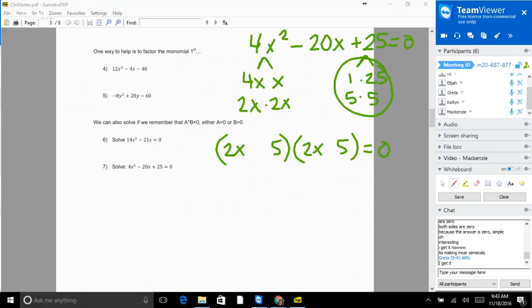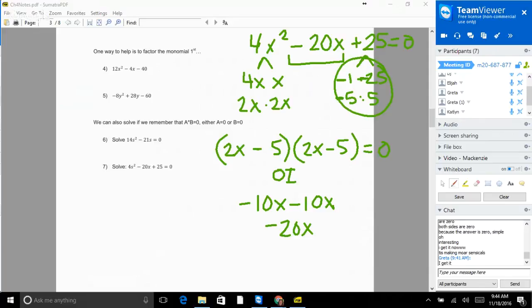I want to use the negatives because I have a negative 20x, right? So in order to get a negative 20x in my outside and inside, I'm going to have to throw my negative versions into my factoring. Okay, so if I get 2x minus 5 times 2x minus 5, let's check and see if that is the correct factoring. So my outside is going to be negative 10x, and my inside is going to be negative 10x, and that gives me negative 20x. Woohoo! On the first try.